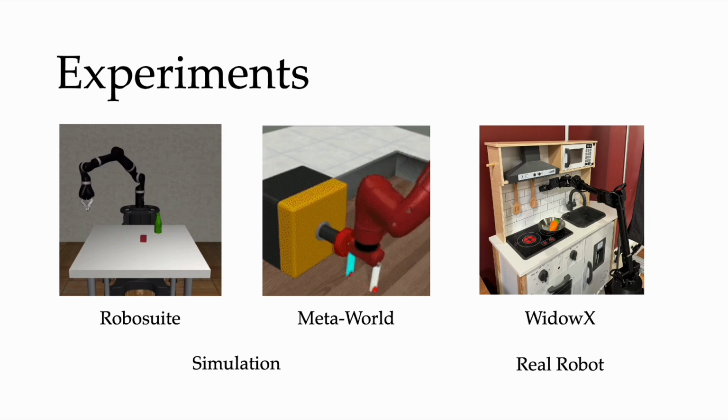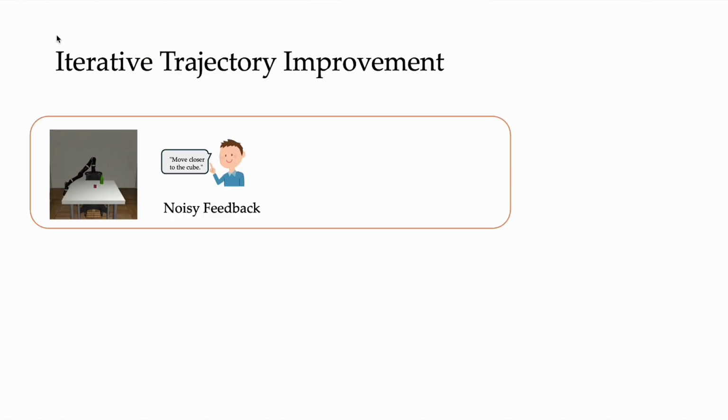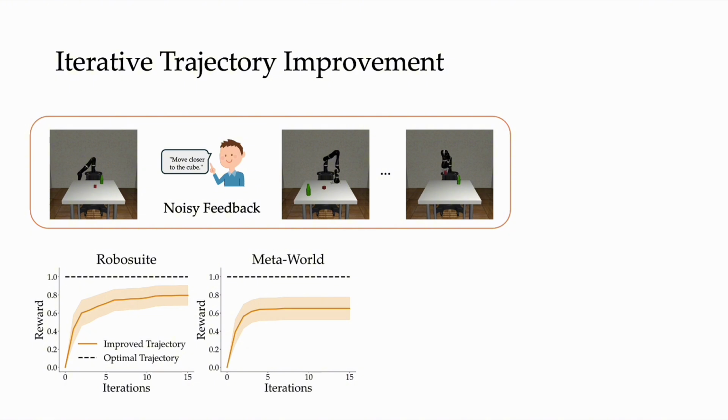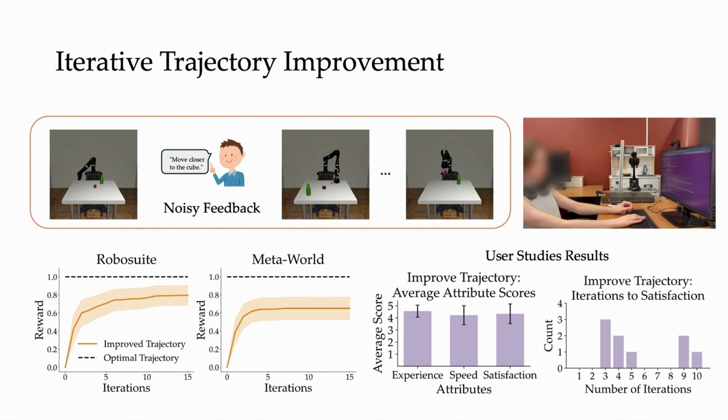To test the effectiveness of our framework, we conducted simulation experiments in RoboSuite and MetaWorld and user studies on the real WidowX robot. Our first experiment is iterative trajectory improvement. A user gives language feedback to iteratively improve a trajectory until they're satisfied. In simulation, we're able to improve the trajectory until near optimal. In user studies, we found high average scores across experience, speed, and satisfaction, with most users being satisfied with the trajectory after 3 to 5 iterations.